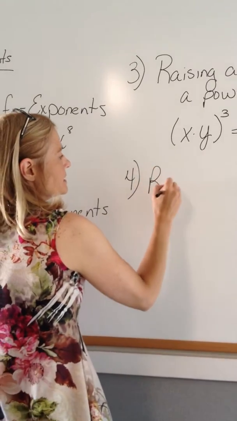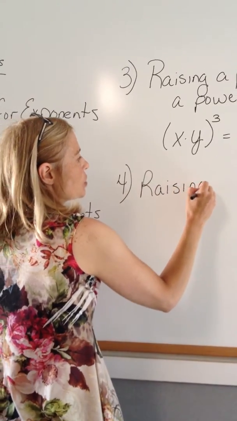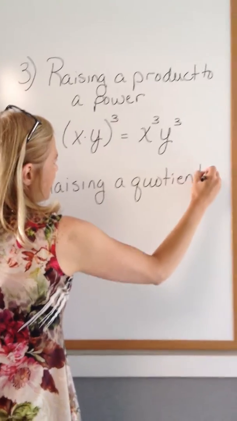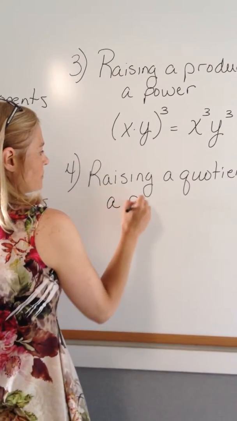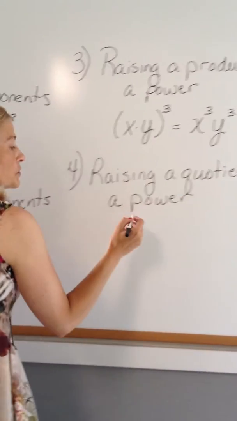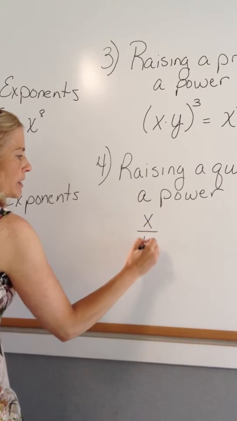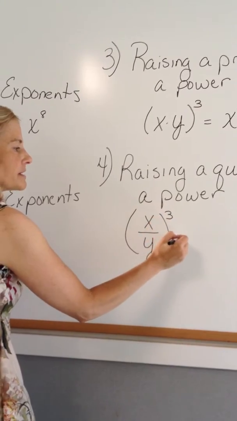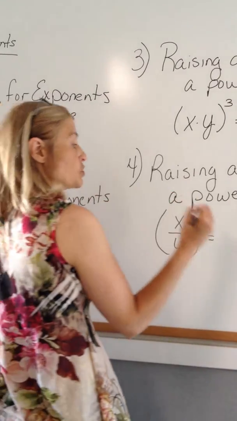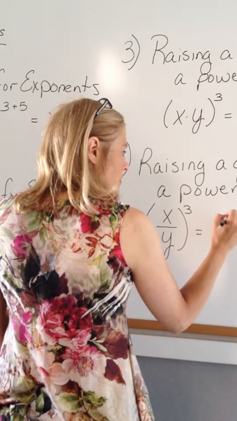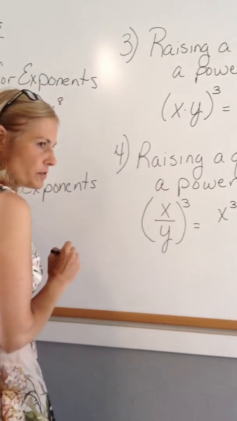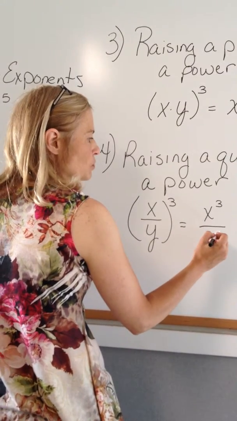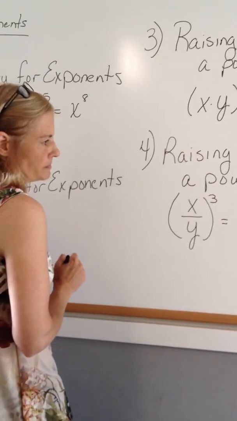Let's look at raising a quotient to a power. Now if you have x divided by y, all raised to the 3rd power, it is telling you that you are going to take the numerator, x, and raise that to the 3rd power, and you're going to take the denominator, y, and raise that to the 3rd power.